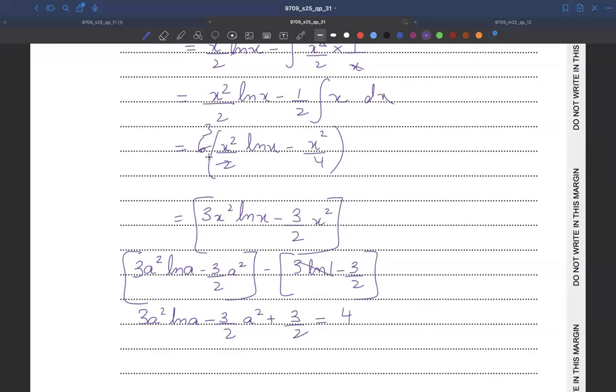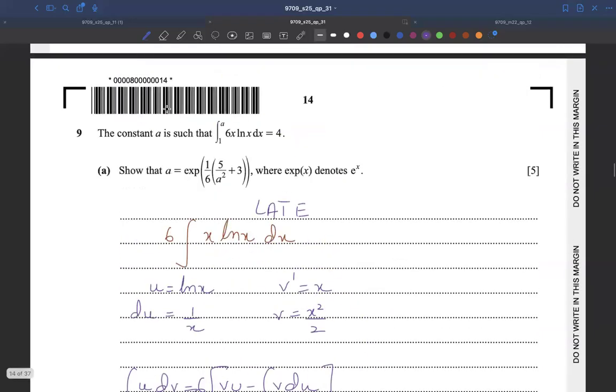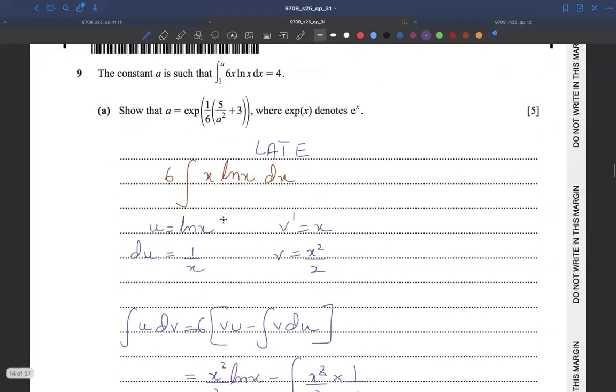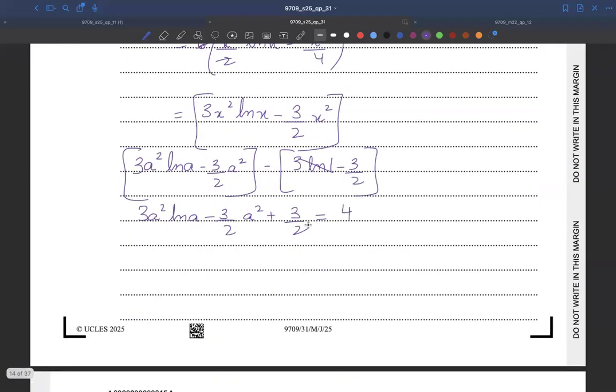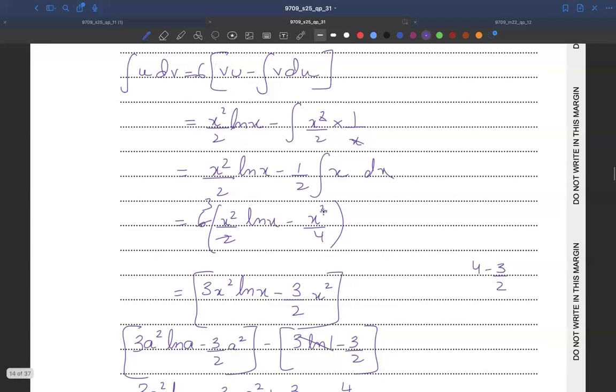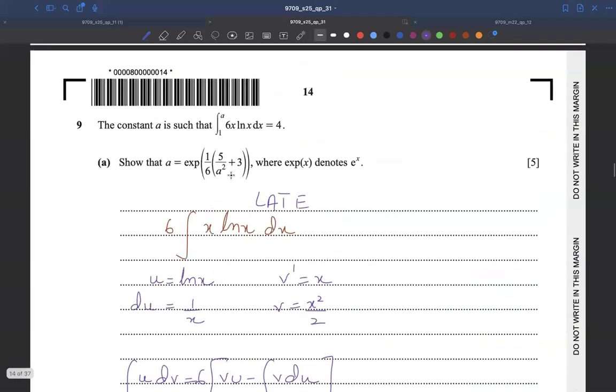Now we have to make a the subject and a squared will be on the other side. So we'll first take 3 upon 2 on the other side and we'll get 3a squared ln of a minus 3 upon 2 a squared is equal to 4 minus 3 upon 2. So 4 minus 3 upon 2, that will become 5 upon 2.